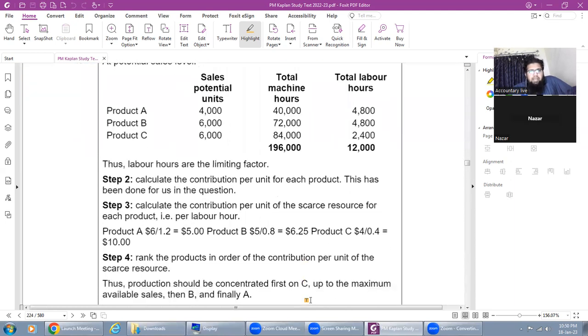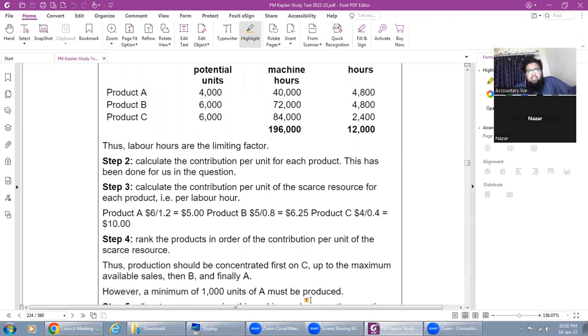Then the labor hours is the limiting factor. Step 2 is calculate the contribution per unit for each product. Contribution per unit is already calculated in the question. Step 3, calculate the contribution per unit of the scarce resource. $6 is our product A contribution. It is divided by 1.2, the labor hours we require to produce product A. So $5 is the answer, then $6.25 and $10.